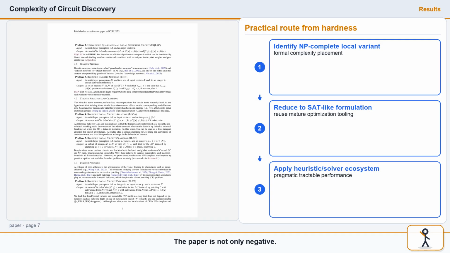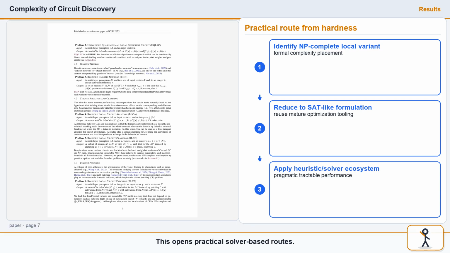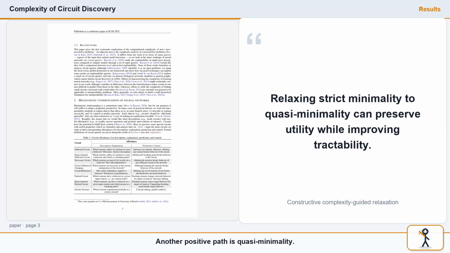The paper is not only negative. For some local hard queries, they prove NP-completeness, which enables reductions to better understood hard problems such as satisfiability. This opens practical solver-based routes. Another positive path is quasi-minimality. They define a relaxed circuit notion that retains useful affordances while sidestepping some hardness barriers. This leads to tractable queries and efficient algorithms for selected tasks.